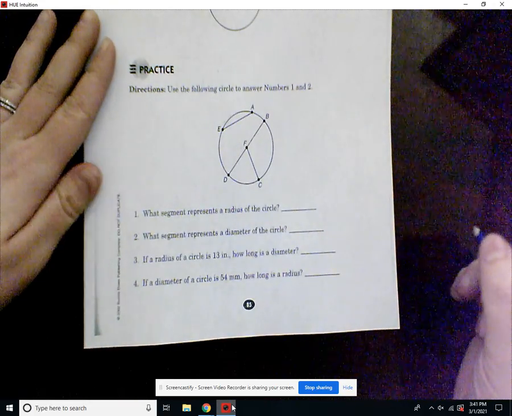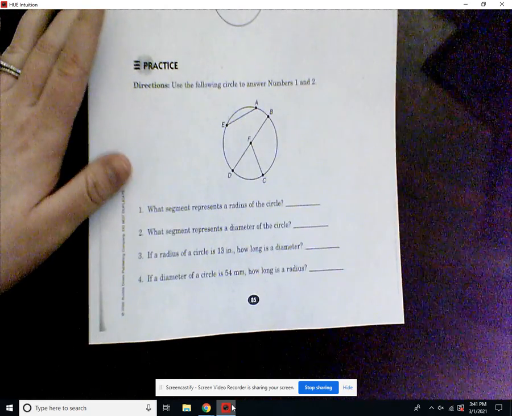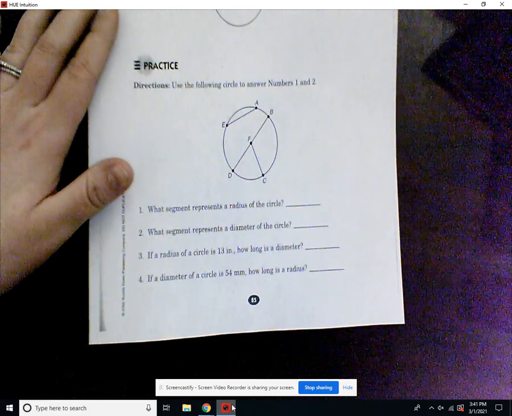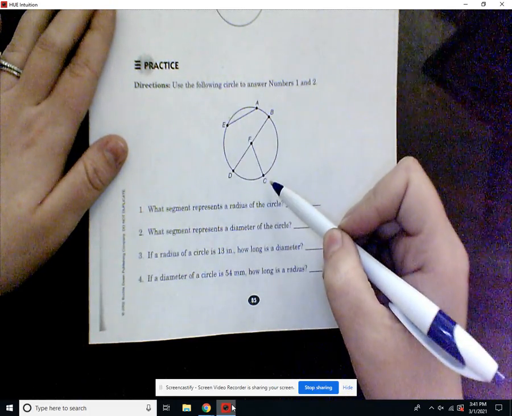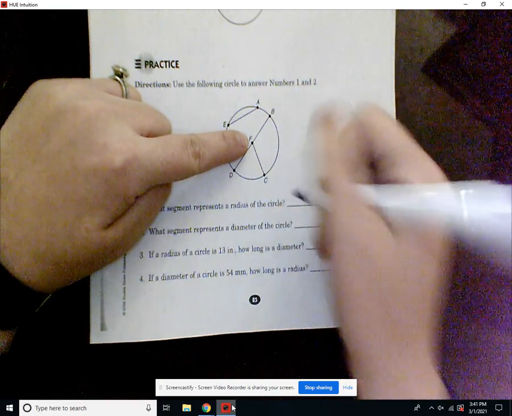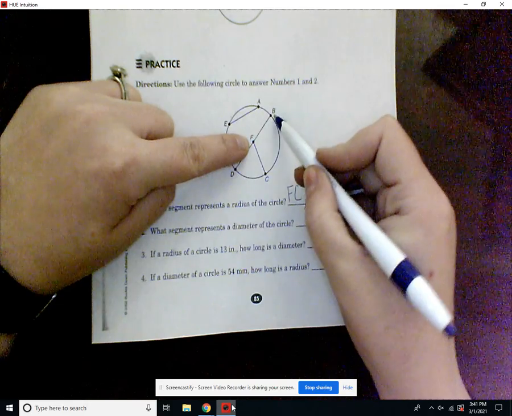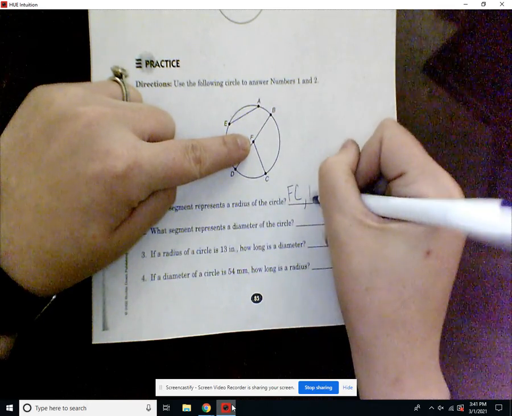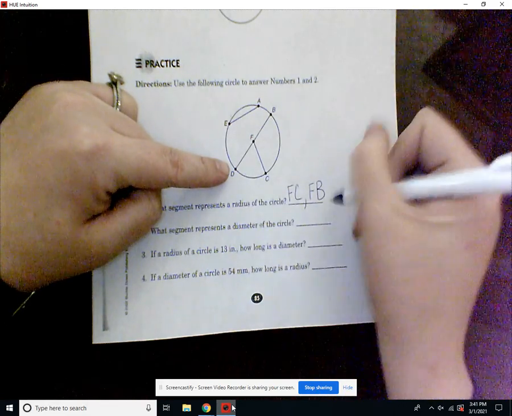Okay, so we can have multiple radiuses. We don't call them radiuses, we call them radii. That's the plural form of a radius. So it goes from the center to one outside point. Our center is F, so F to C is a radius. F to B is also a radius. And then F to D is also a radius.